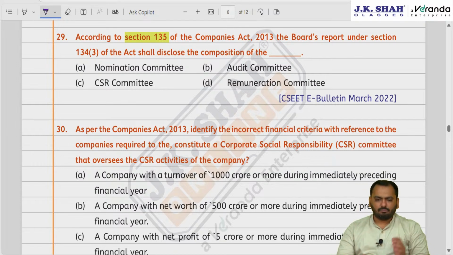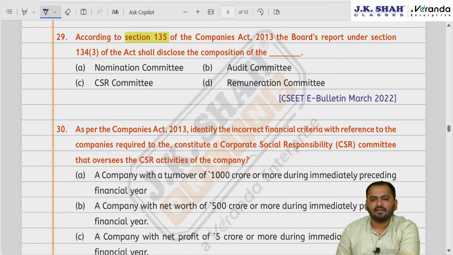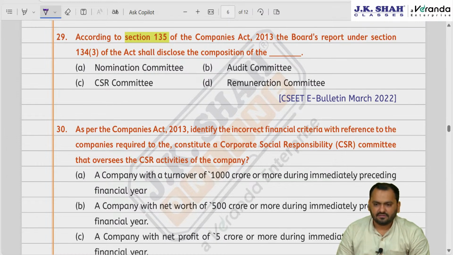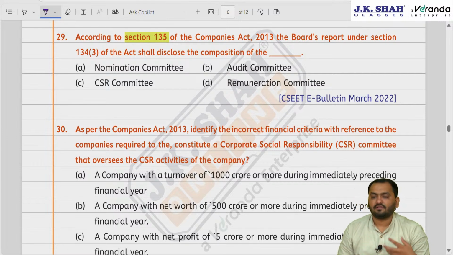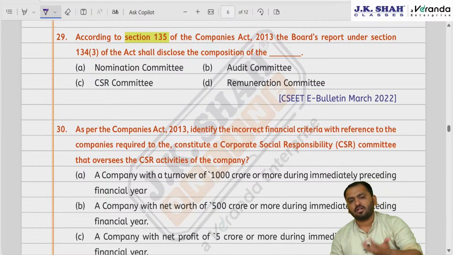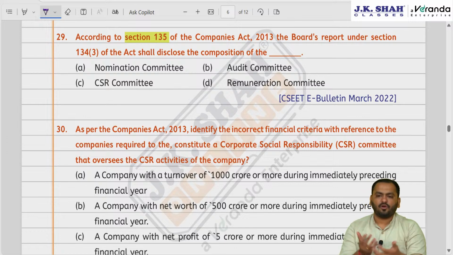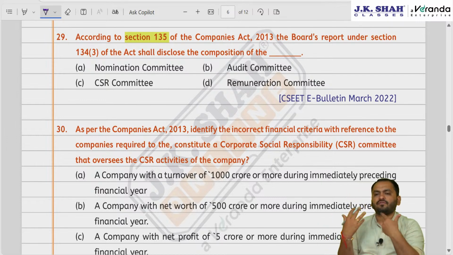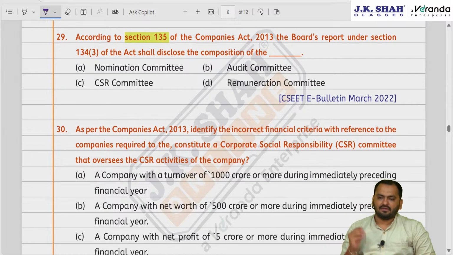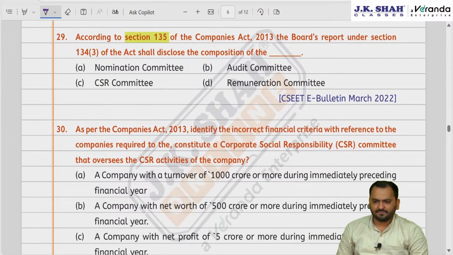When a company conducts CSR activity, which is the body that prepares the policy of CSR firstly? The answer is the CSR committee. The CSR committee prepares the policy, then they place this policy in front of the board of directors along with the amount to be spent. Then the board of directors will approve that policy and that plan, and accordingly they will go ahead.